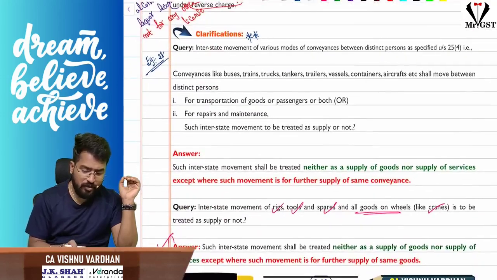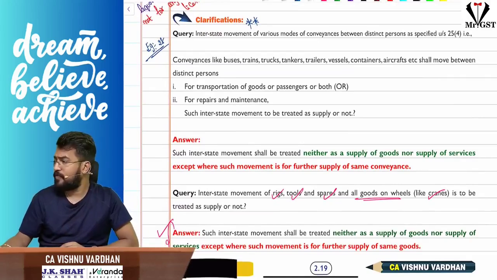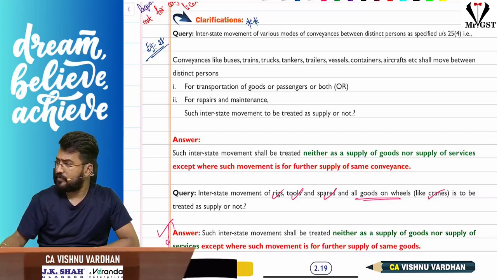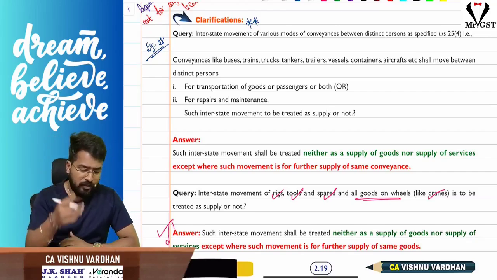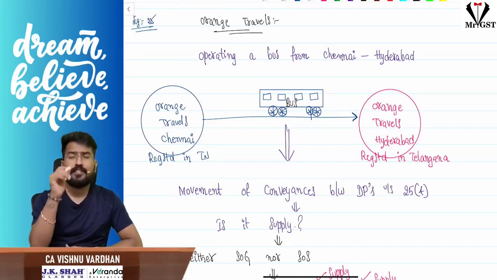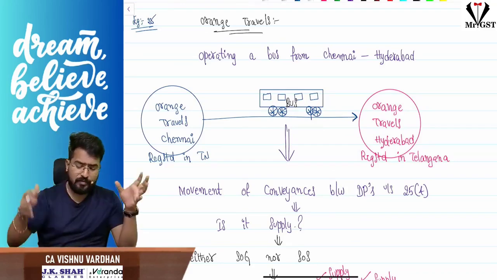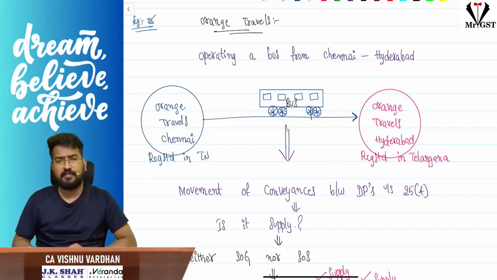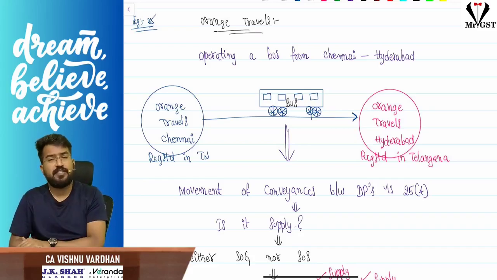This clarification is all about, see, I'll just tell you with an example. There is Orange Travels. Orange Travels is operating a bus from Chennai to Hyderabad. So they are in Tamil Nadu also, they are in Telangana also. Both the states they are registered. Now they are registered in both the states but as the same person. But because they have two registrations, we will be calling them distinct persons under section 25 subsection 4.